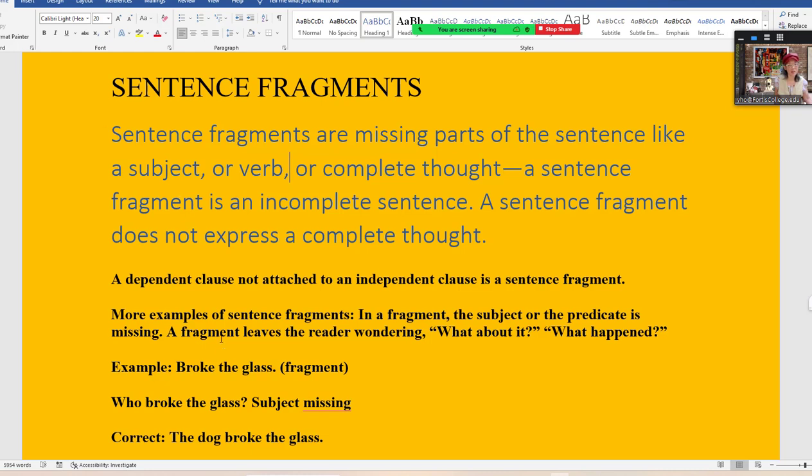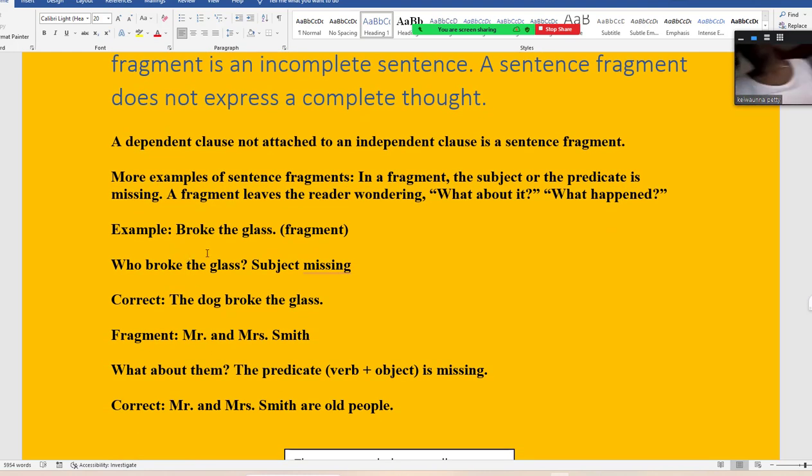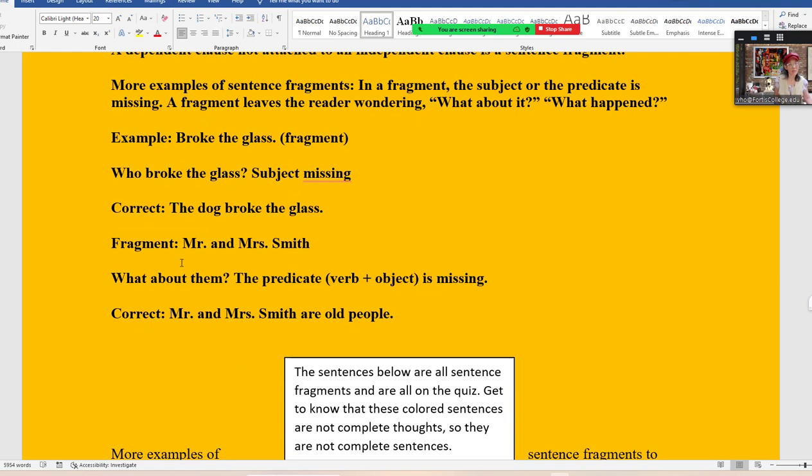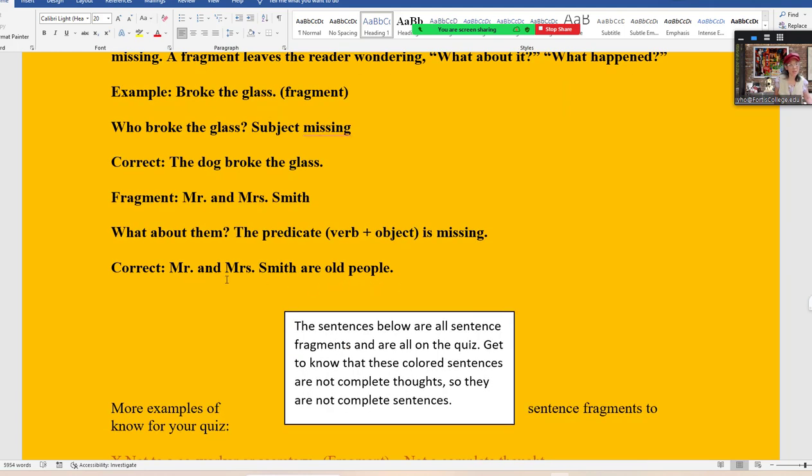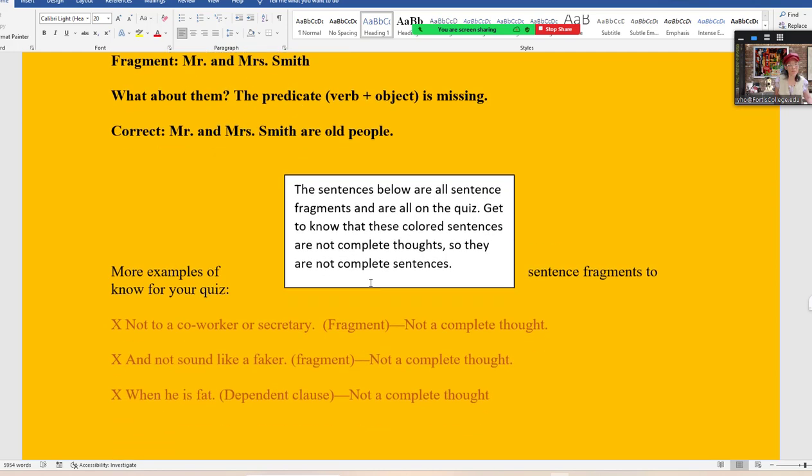And so here, "broke the glass." Who broke the glass? The subject is missing. "The dog broke the glass." So here, that's correct. Here you have the subject, the dog, broke is the verb, and the object, the glass. Here is a fragment: "Mr. and Mrs. Smith." What about Mr. and Mrs. Smith? The predicate, verb, and object are missing. So the correct sentence would be "Mr. and Mrs. Smith are old people." Here you have subject, verb, and object.